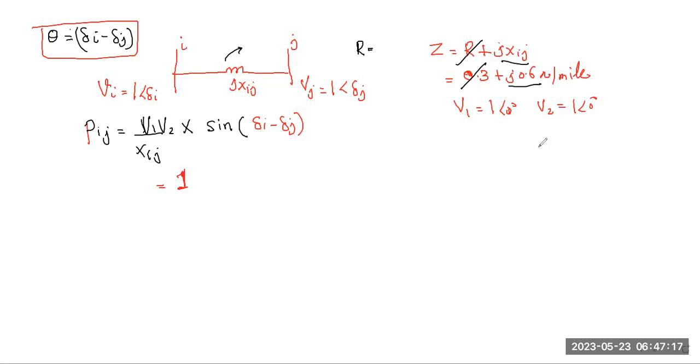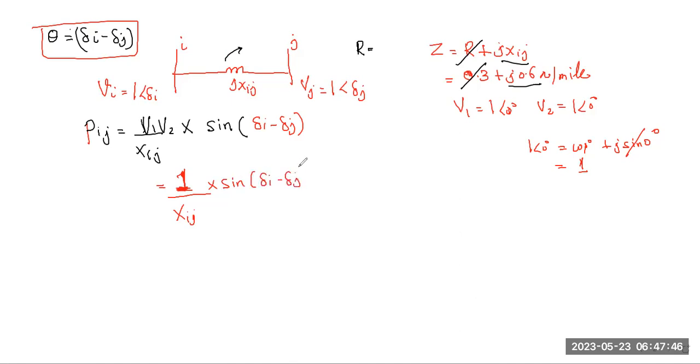Because 1 at an angle of 0 degrees would mean cos 0 plus j sine 0. Sine 0 is 0 only, and cos 0 is 1. So the total value here would be 1 only, right? V1 into V2 will be 1, divided by Xij into sine of delta I minus delta J.